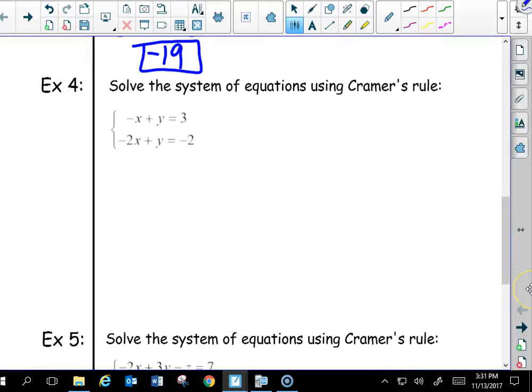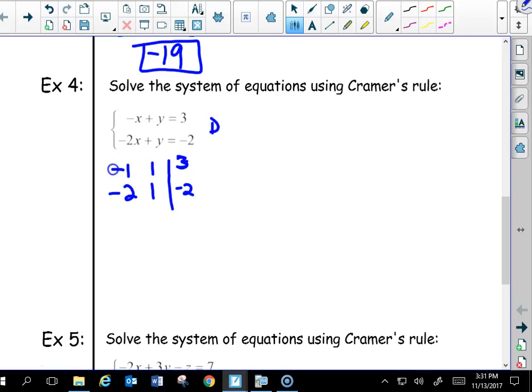Okay, so now we're going to solve a system of equations using Cramer's rule. And the first thing we do is just rewrite this as basically a 2 by 2 matrix and a 1 by 2 matrix. So -1, 1, -2, 1, and on the other side is a 3 and a -2. We build 3 matrices. Well, we're going to work with 3 matrices.